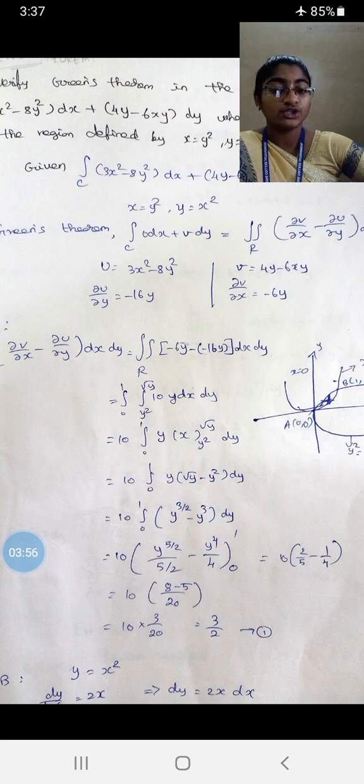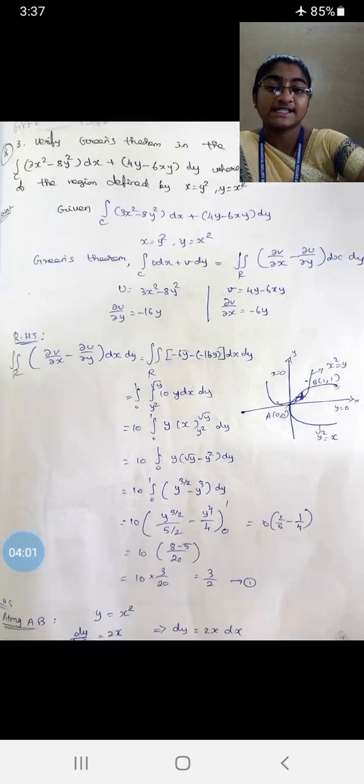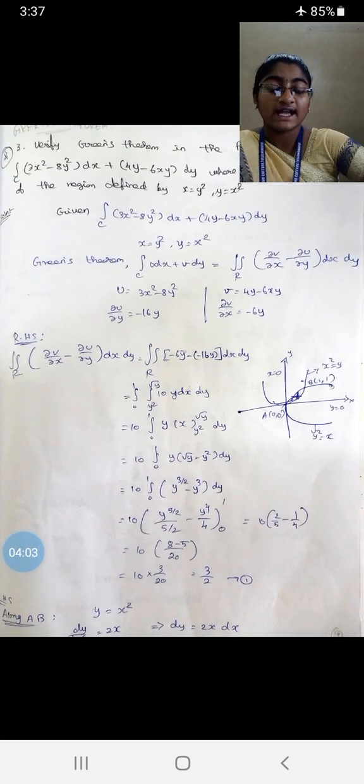Cancel out 0 on both the numerator and denominator. We get 3/2. Thus we found the value of the right hand side of our Green's theorem formula as 3/2.